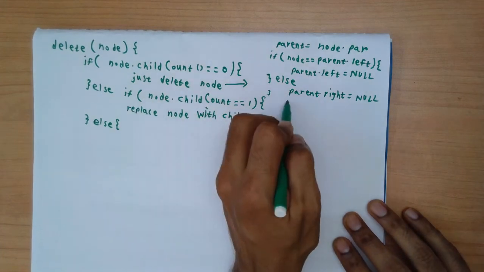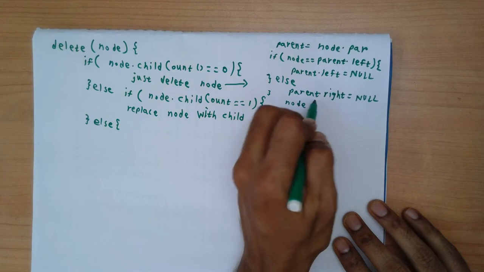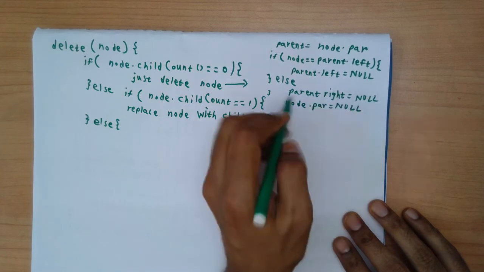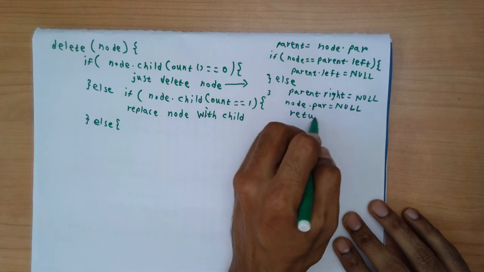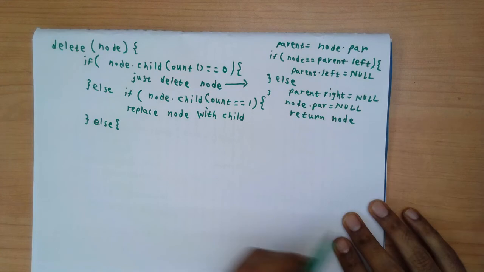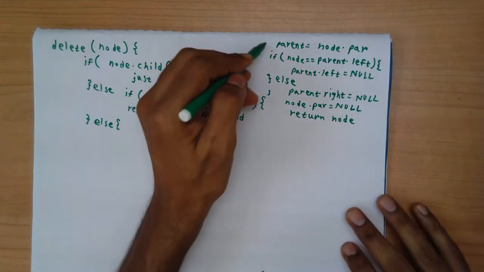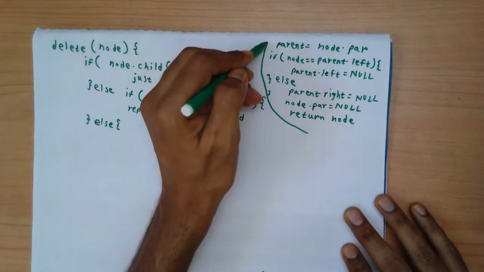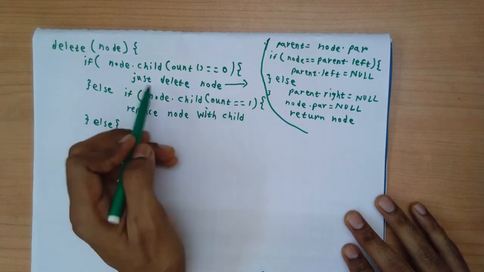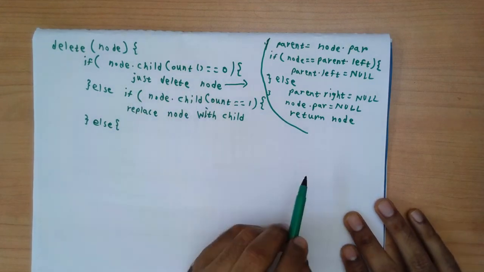Okay, for this, it becomes separated from my tree, and then I will return the node. The node is now isolated from the tree, and I will return it. Okay, so that's what is required if you want to delete a node which is a leaf node.